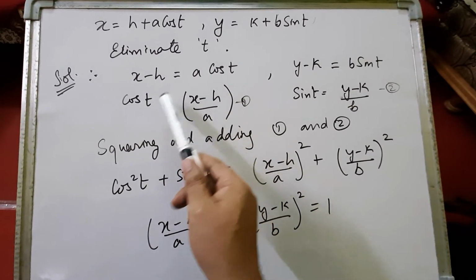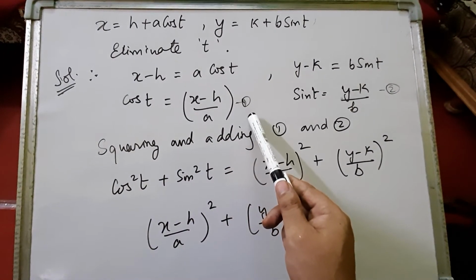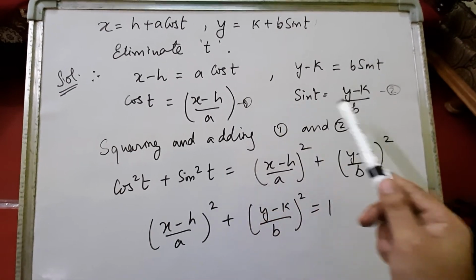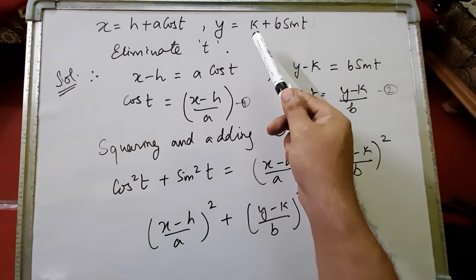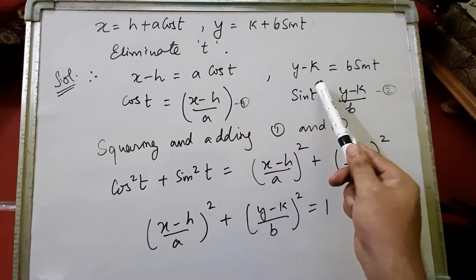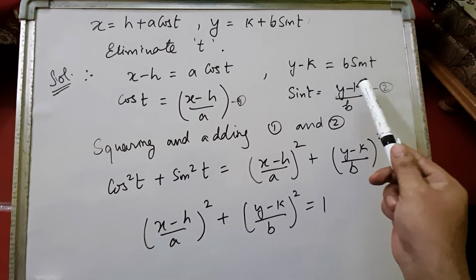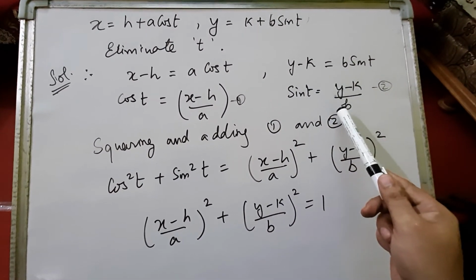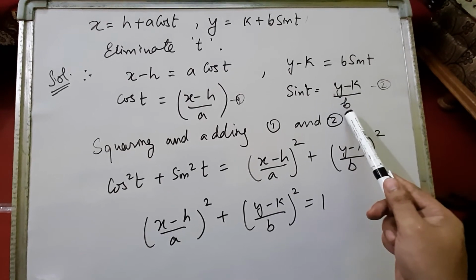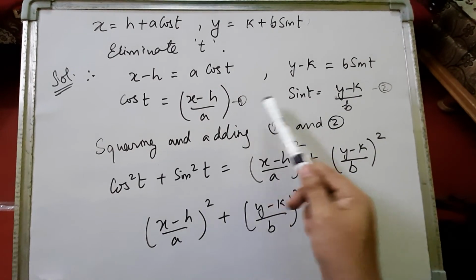And when we cross multiply this a term, what we'll get? Cos t equals x minus h upon a. Similarly, when we transfer this k to that side, it becomes y minus k equals b sin t. And when we cross multiply b, what we'll get? Sin t equals y minus k upon b. Now this is the first condition. This is the second condition.